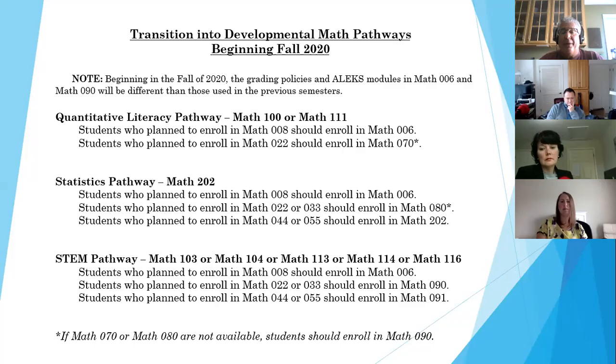Okay. Students who plan to enroll in 022 or 033 should take the 008, and students who plan to enroll in 044 and 055 no longer need to. They can go right to 202.